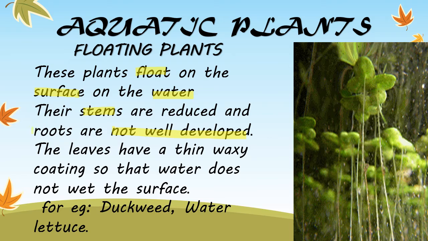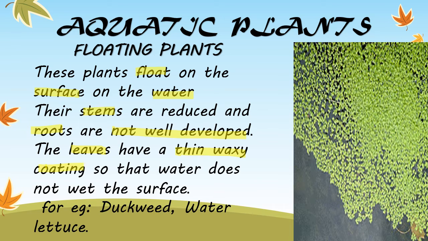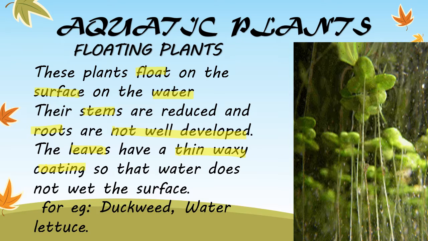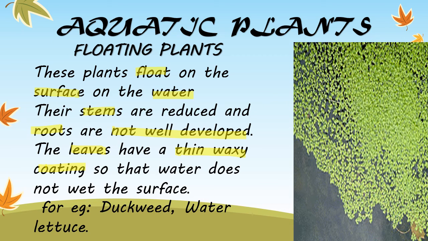These plants float on water all the time, so leaves have waxy coating on it, which prevents them from getting wet. They cover the pond or lakes, so they do not allow the heat of the sun to enter inside the water and protect small aquatic animals. Some examples of floating aquatic plants are duckweed, water lettuce, etc.